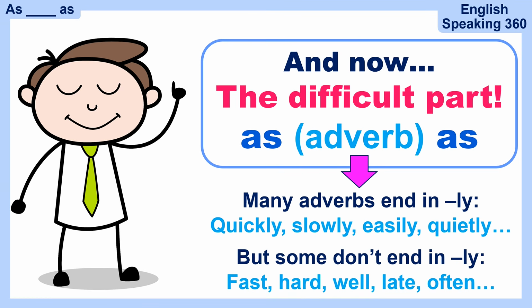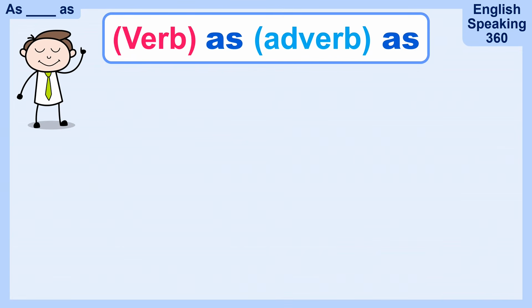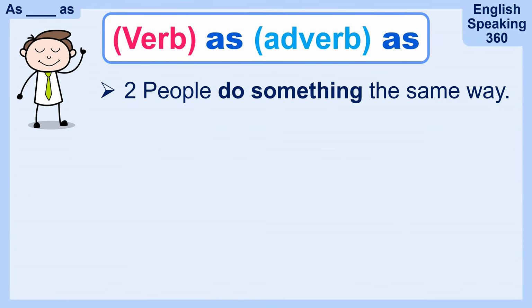But some adverbs don't end in ly. Fast, hard, well, late, often, and many more too. So now we're going to deal with these words in comparisons. Let me show you how it works. Verb as, adverb as. We use this structure to show that two people do something the same way.